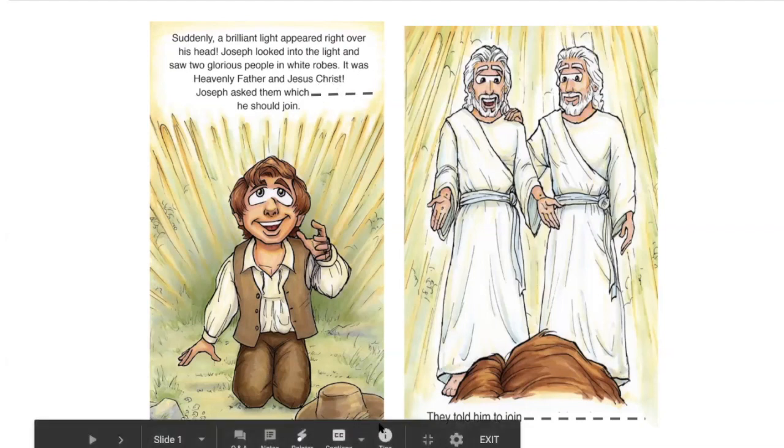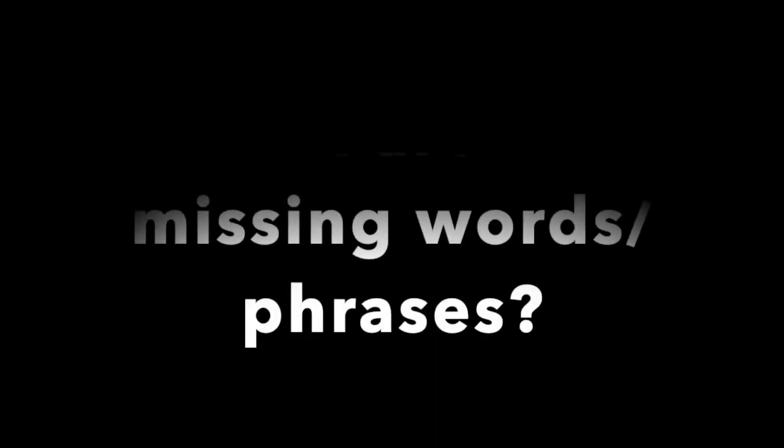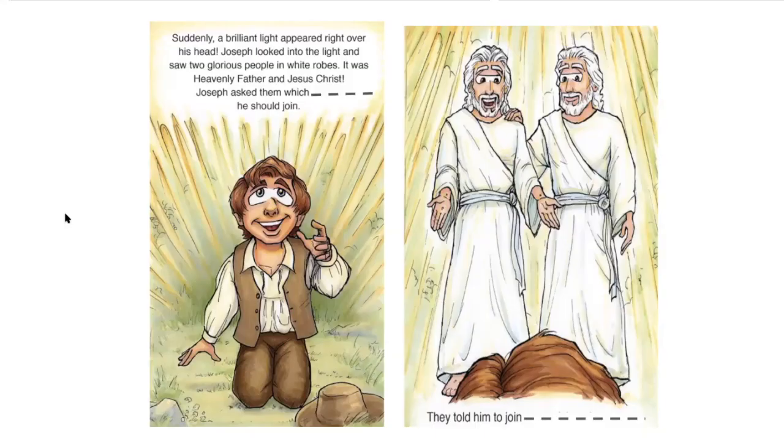Now, the rest of it says, "they told him to join" something or some things missing. I'm not quite sure. Give me your best guess. What goes in this missing space and this missing space? It could be one word, multiple words. The dashes don't give you any clues. Could be sect, none of them, church, religion.